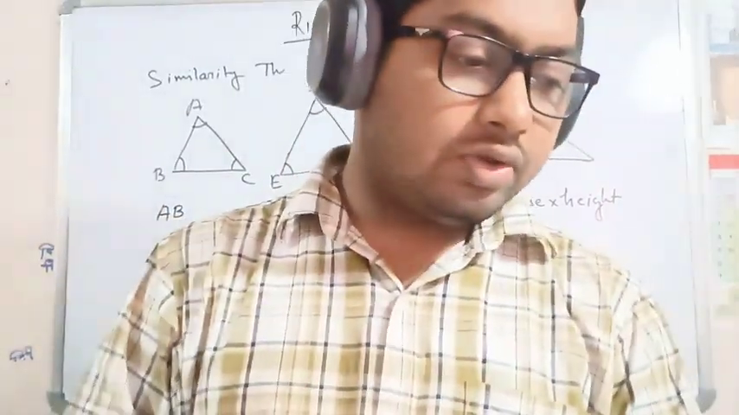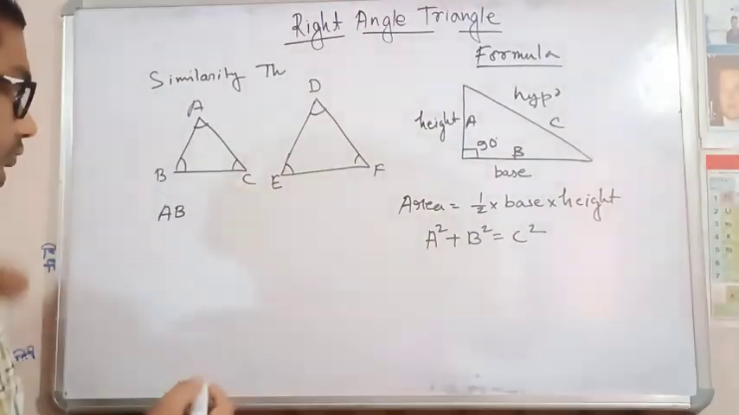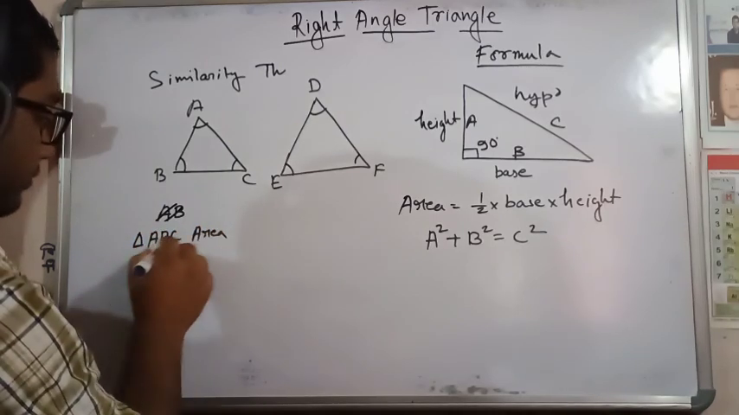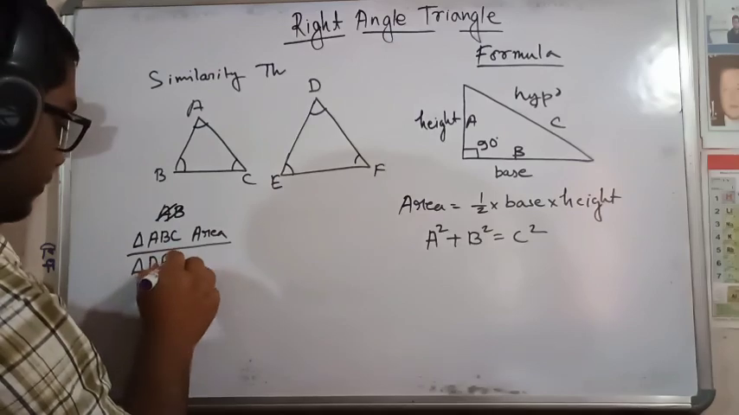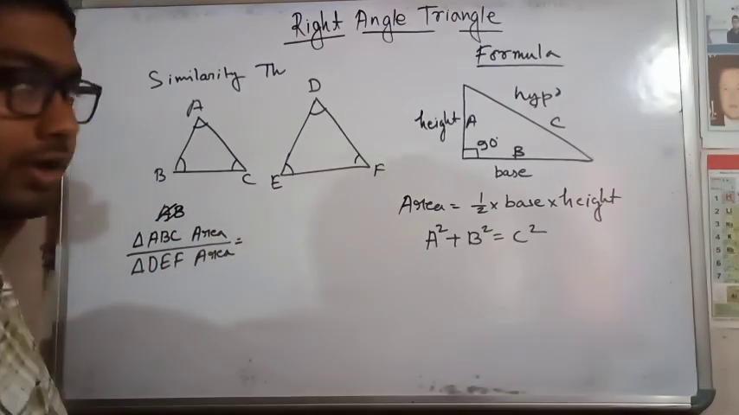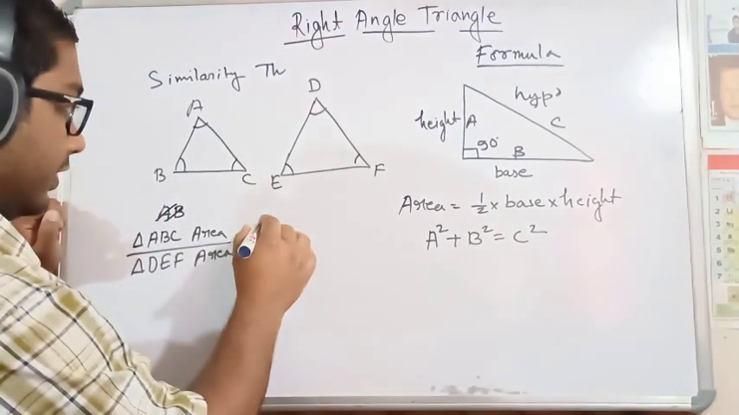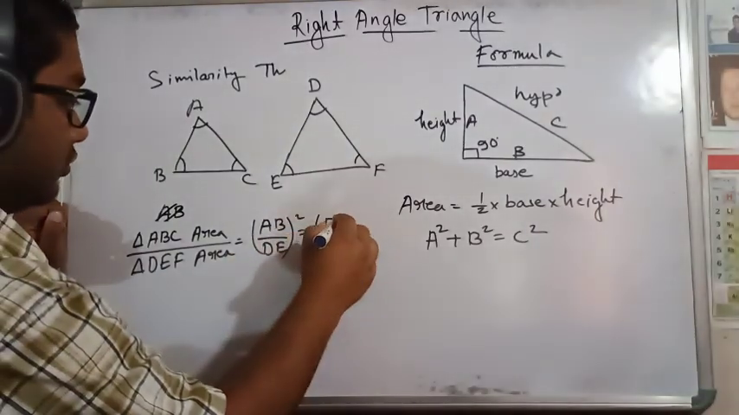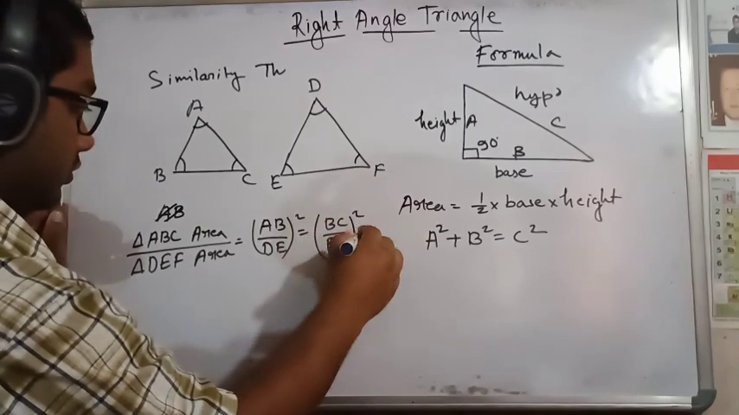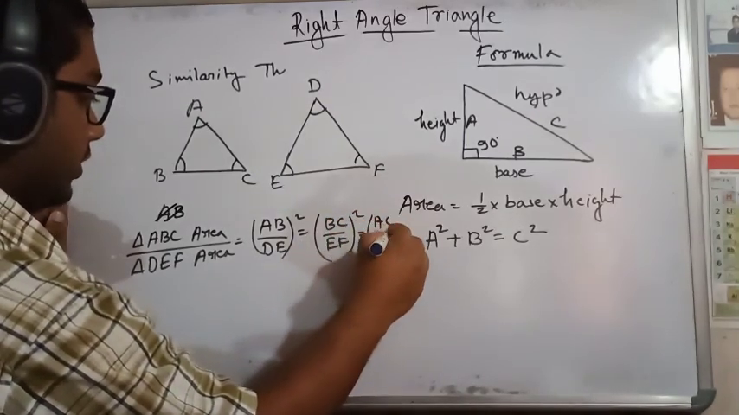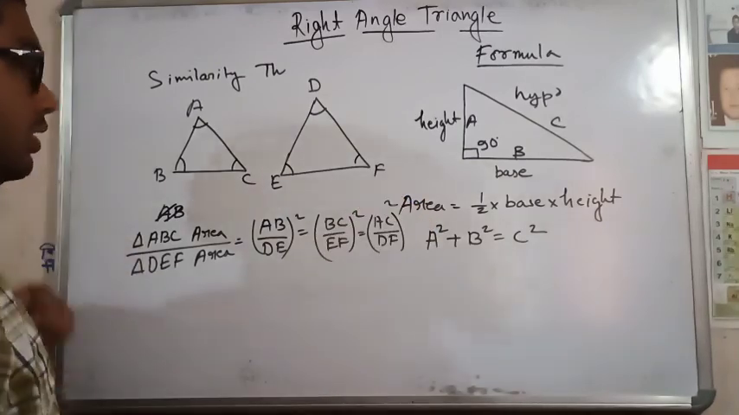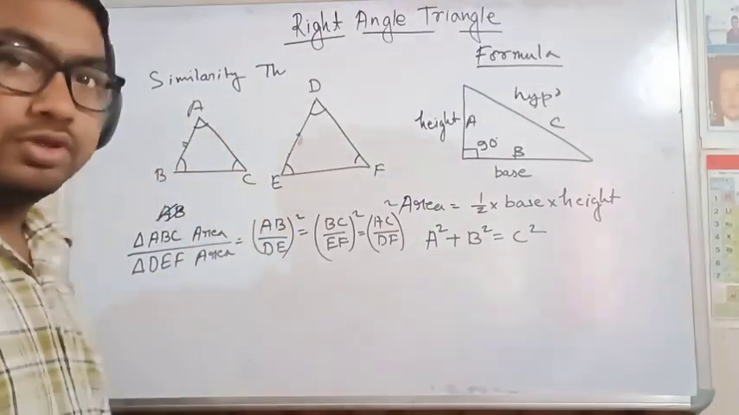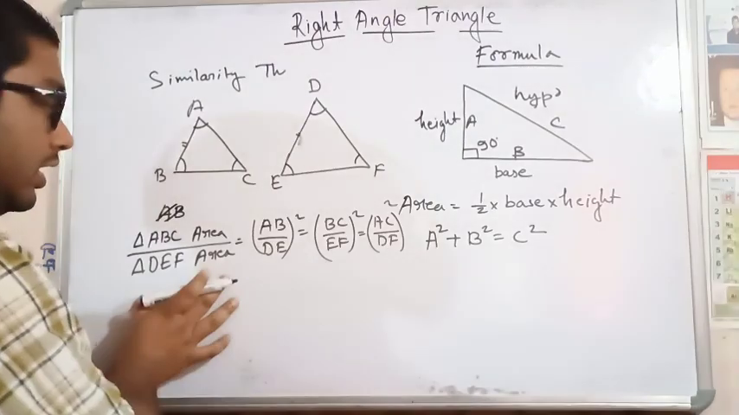And then we can say, suppose the areas of these two triangles: the ratio of areas is AB squared over DE squared, equal to BC squared over EF squared and AC squared over DF squared. Angle-wise these two are similar but not the same. The ratio of sides will be similar, and this is when we talk about the area.